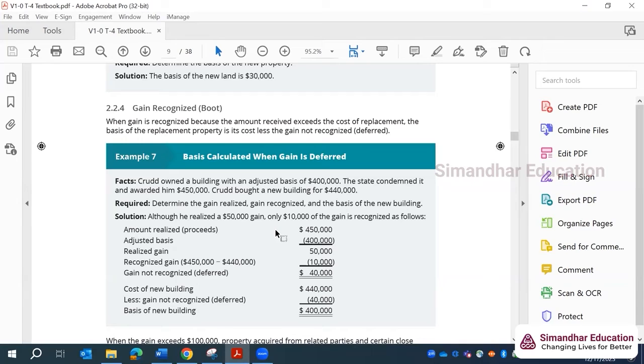Let's say after 1 year, if CRUD sells the property for $430,000, how much gain or loss is he going to realize in this transaction? He will realize a gain of $30,000 and he's going to pay taxes on that $30,000. So you see, the building was actually for 440. After 1 year, the value reduced to 430. But because we had deferred the gain, we reduced the basis of the property. After 1 year, we will recognize that gain and will pay taxes on it.